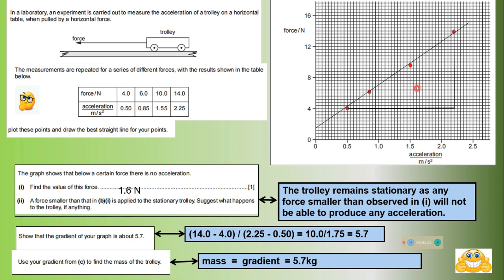Here we have calculated the gradient. You can see the calculation. The coordinates here are 14 and on the y-axis it is 4.